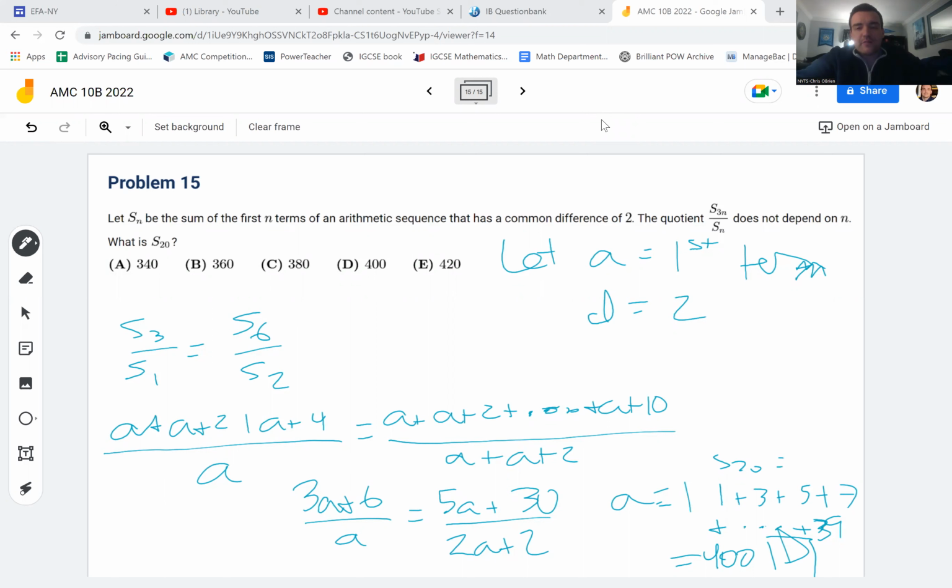So since this is an arithmetic sequence, I said, well, let a be the first term and let d be the common difference, which is 2 in this case. So actually, we don't need to use d at all. We could just use 2.